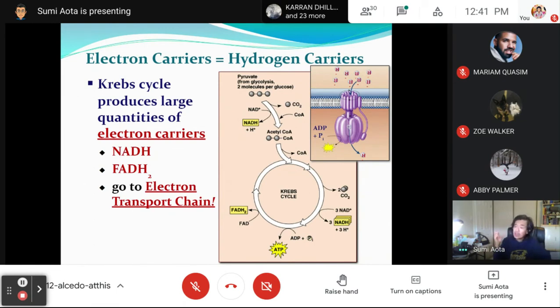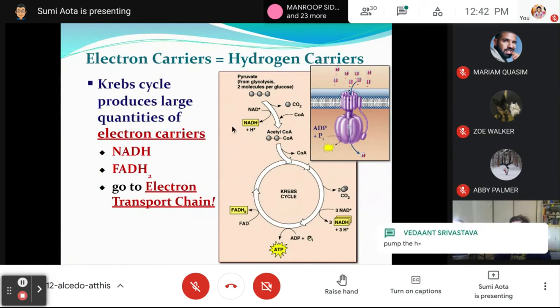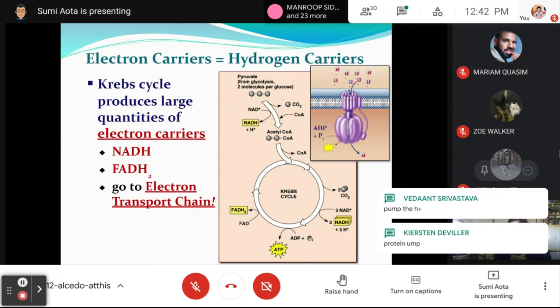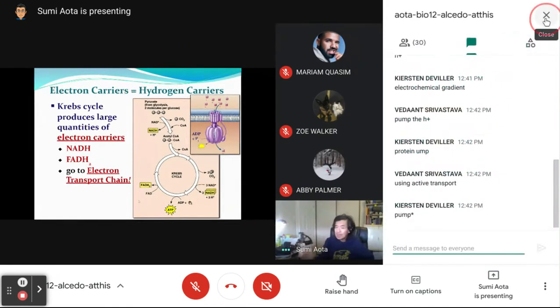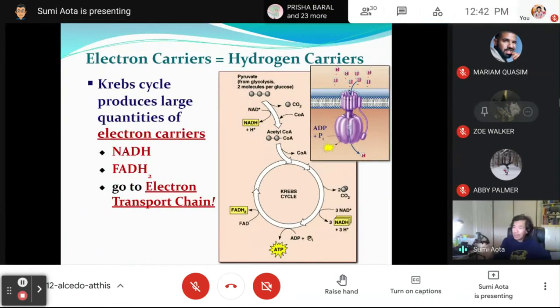In that secondary active transport system, how did we generate the electrochemical gradient? Right, we used a primary active protein pump. The problem in this case is we can't use an ATP pump to create this hydrogen ion gradient, because then you'd be using ATP to make ATP, which makes no sense. It'd be a one-to-one loss. So we have to use something else.